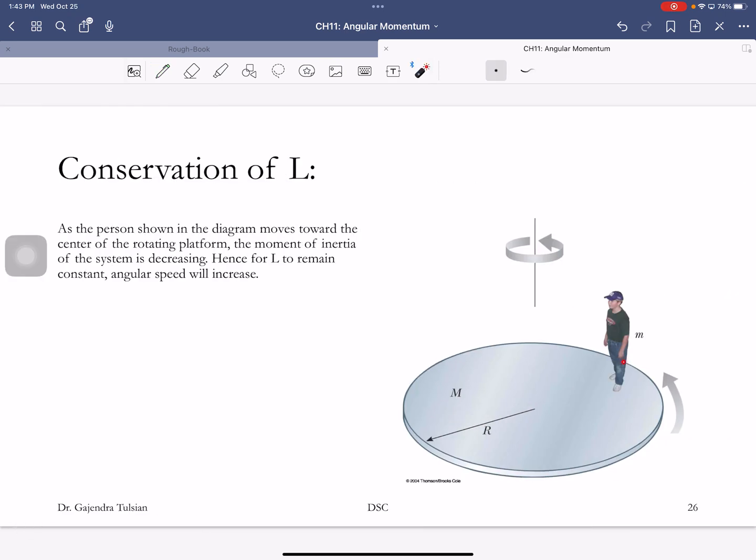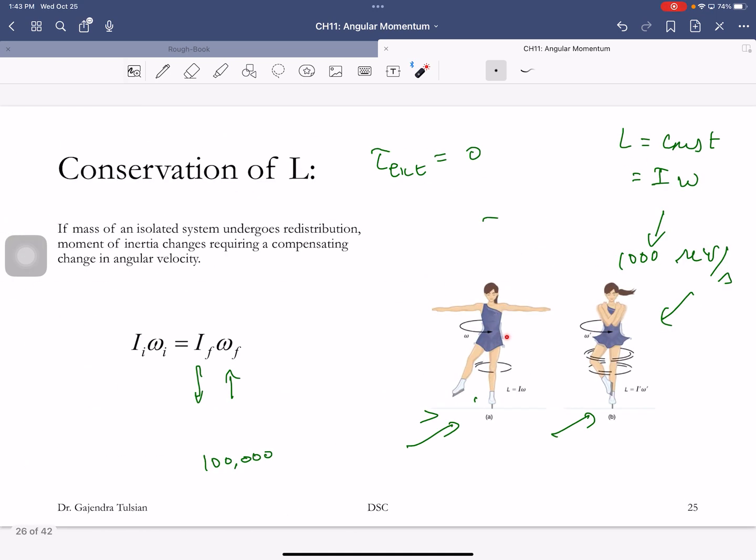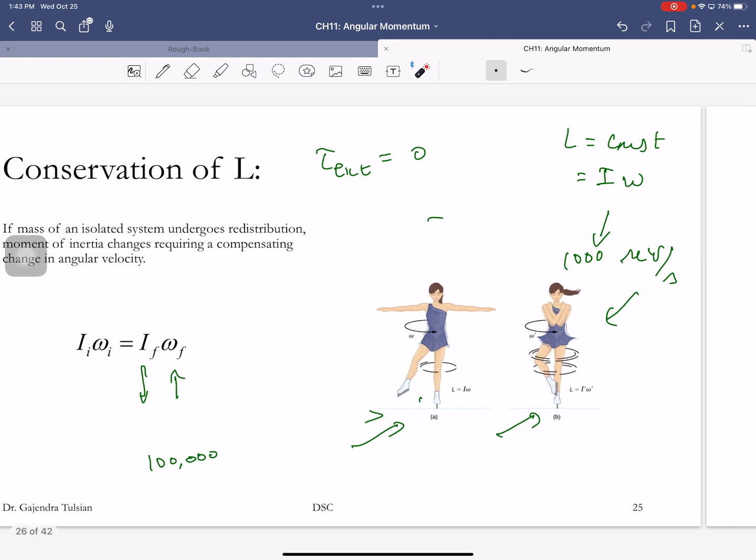So here's another example. Let's say here's a merry-go-round that's spinning. What do you think will happen if this guy walks towards the center, towards the axis of rotation? It'll spin faster, exactly like this. What you're doing is you're reducing the moment of inertia, and you're increasing the angular velocity.